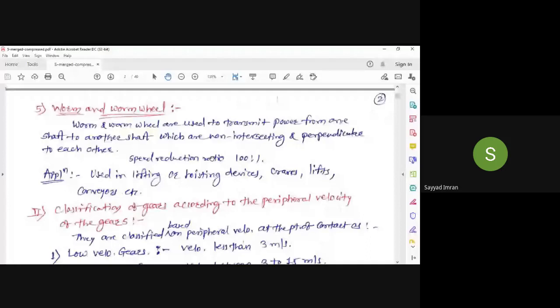So, have you understood the classification of gears on the basis of the axis of the shaft? Yes or no? Understood? Yes, sir. Okay.